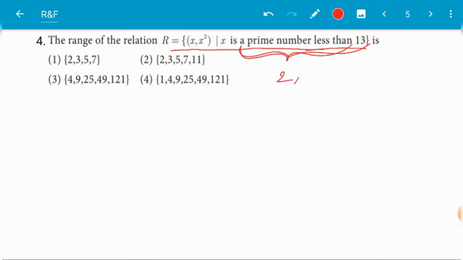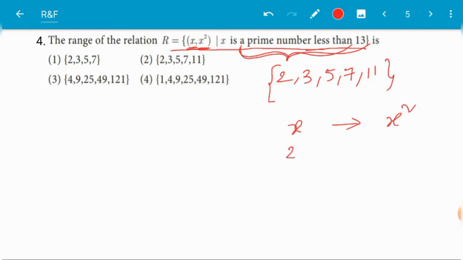What are the prime numbers less than 13? 2, 3, 5, 7, 11. These only we have. Yes or no? These are the prime numbers. So this is your x. X means what? Domain. So these values you have to put in R. R is from x to x square. Yes or no? They gave here x to x square.